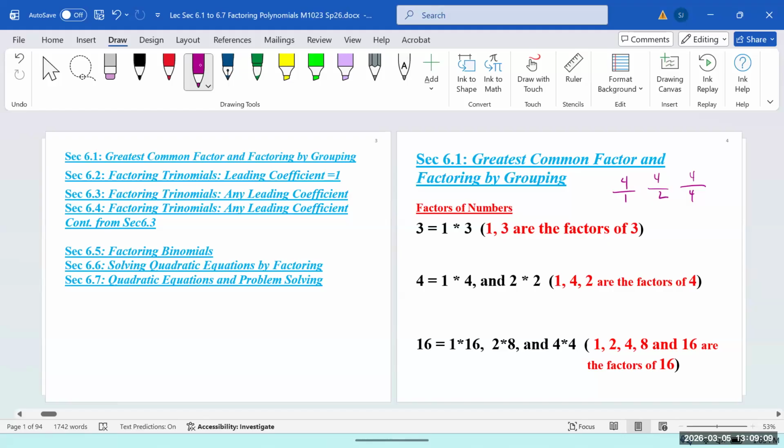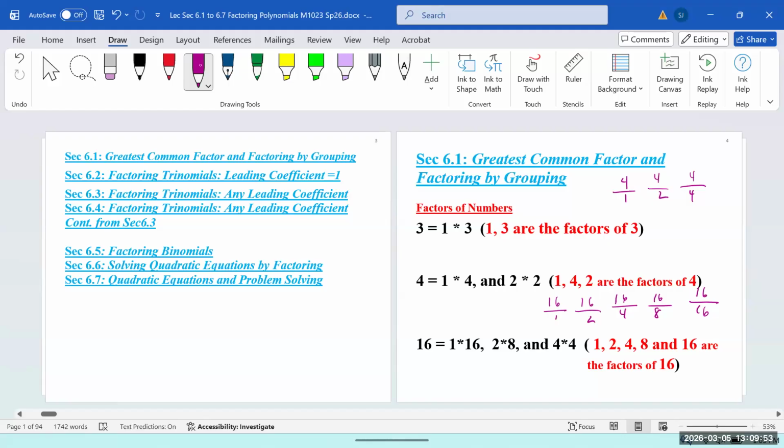Next is 16. Now 16 has so many factors. Why? Because we can divide 16 by so many things. We can divide by 1. We can divide by 2. We cannot divide by 3, but we can divide by 4. We cannot divide by 5, 6, 7, but we can divide by 8. We cannot divide by 9 through 15, but we can divide by 16. We cannot divide by anything else. So 16 has 1, 2, 4, 8, 16, which is 5 factors, because there are 5 numbers by which you can divide 16.